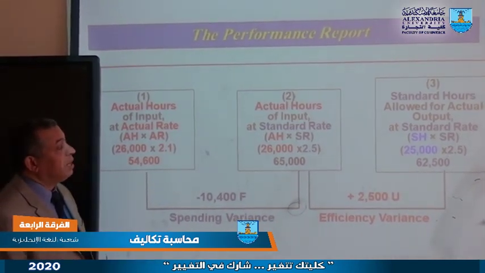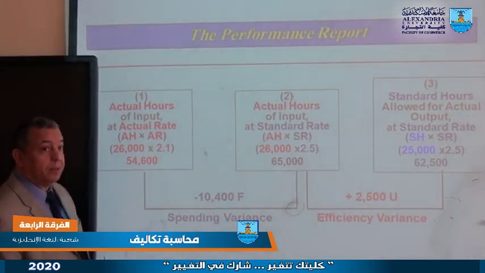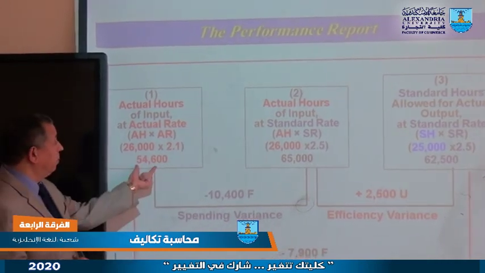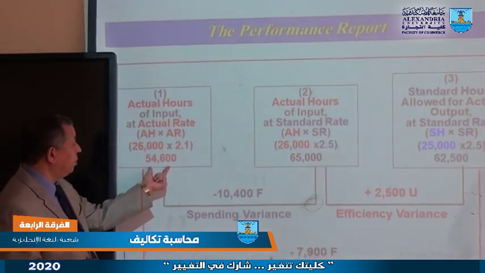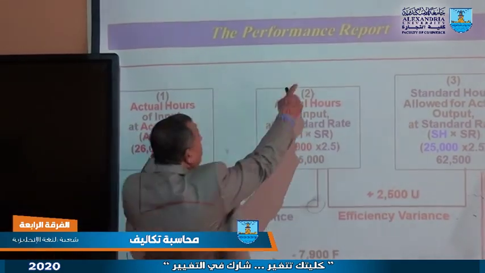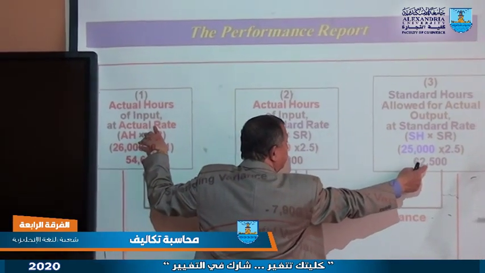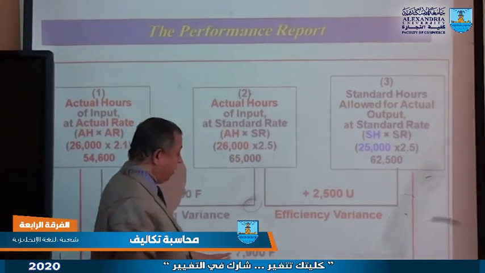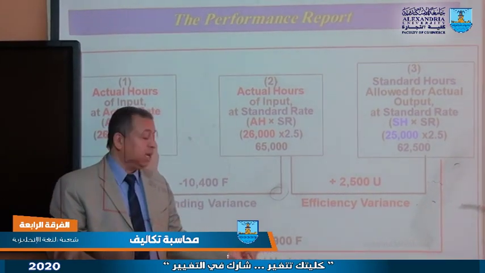The difference between 1 and 3, don't forget, yes, it's total variance. Okay? Total variance. 54,600, again 54,600 minus what? 62,500. 54 minus 62, so the difference will be negative. Negative 7,900. Negative will be F.